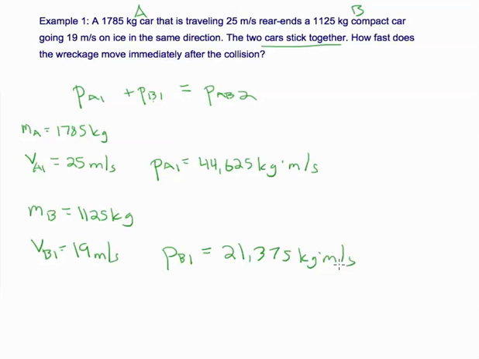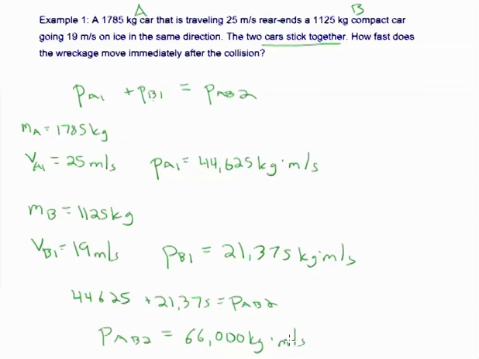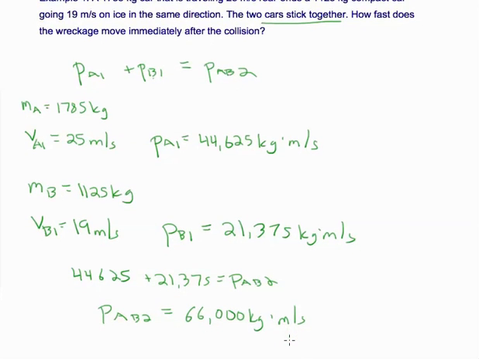We can add these two momentums up in order to find our final momentum of the wreckage. So the momentum of object A and B when they're together at the end is 66,000 kilogram times meters per second. However, we're not asked to find the momentum, we're asked for velocity.